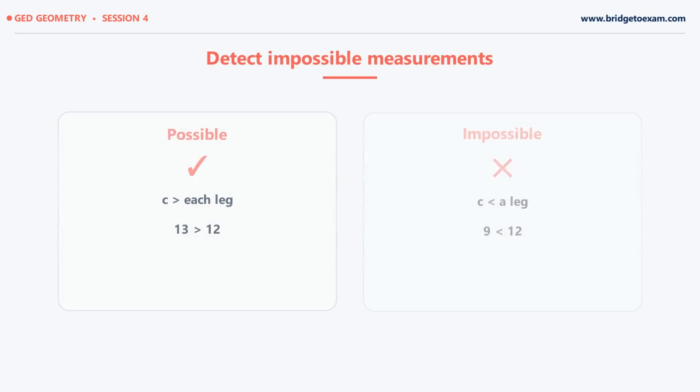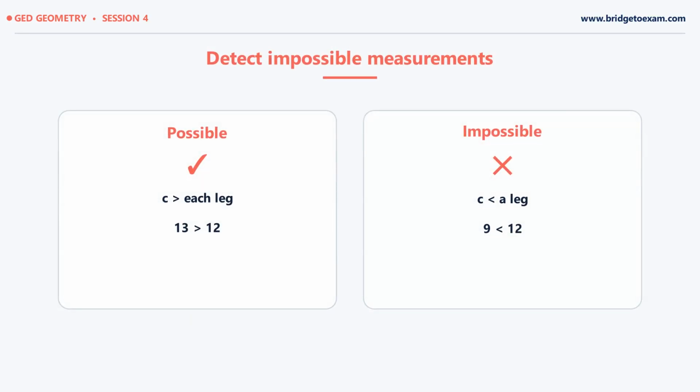A stated hypotenuse must be longer than either leg. If a problem calls 9 the hypotenuse and gives a leg of 12, subtraction produces 81 minus 144, a negative number. No real side length results. That signals that the sides were mislabeled or the data cannot form a right triangle.